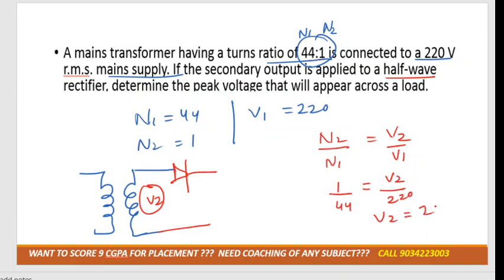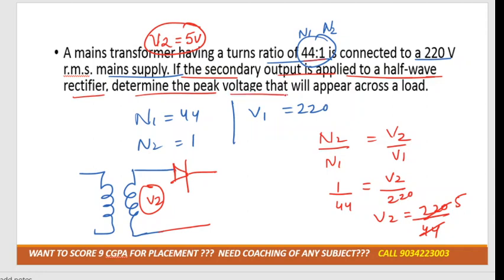So v2 would be how much? 220 divided by 44, that would be equal to 5 volt. Okay, so from here we'll get the value of v2, that is 5 volt. Now they said if the secondary output is applied to a half wave rectifier, determine the peak voltage.